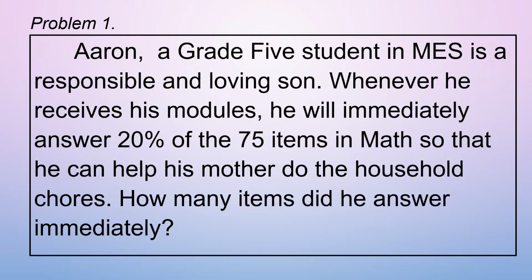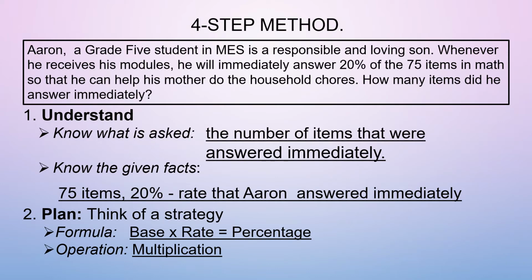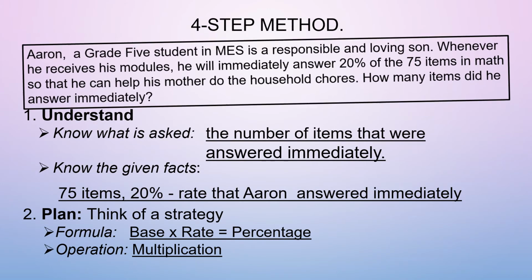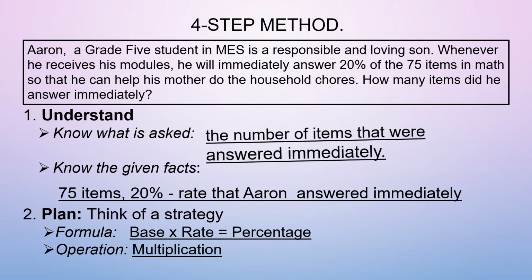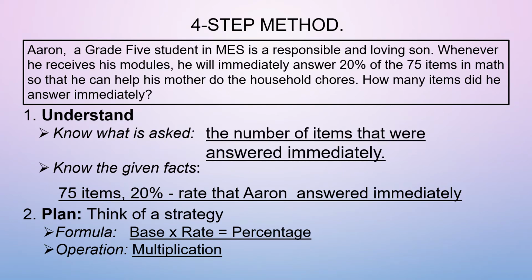Now it's your turn. You can read the problem again, but this time, try to make some picture in your mind as you go through it. Following Polya's method in solving a problem, the first step is understand. In this step, you have to know what is asked. In the given problem, the number of items that were answered immediately is the unknown, or what is asked.